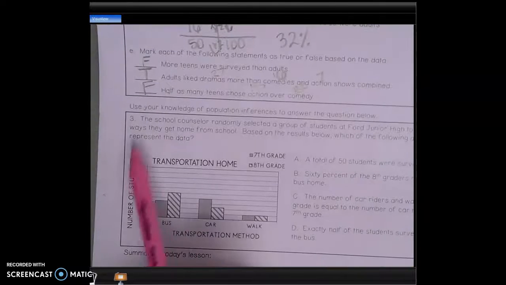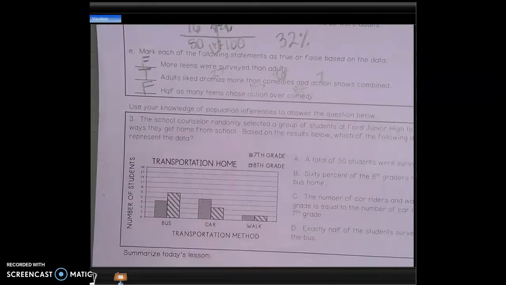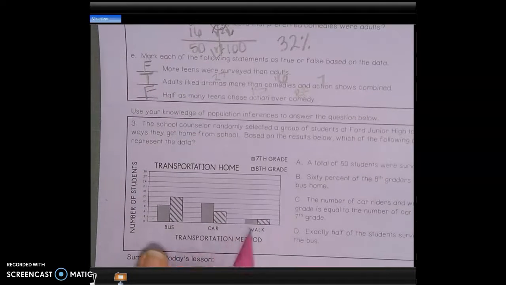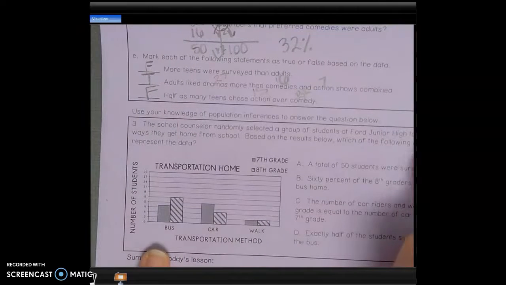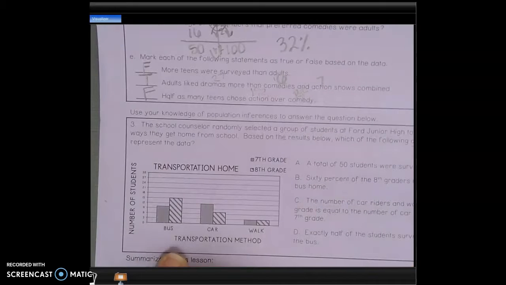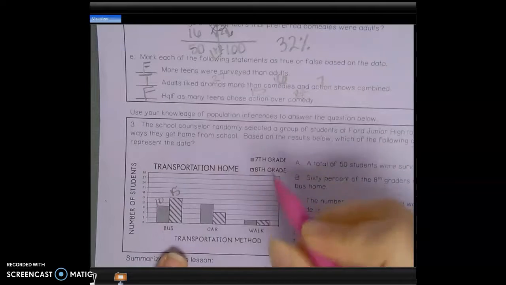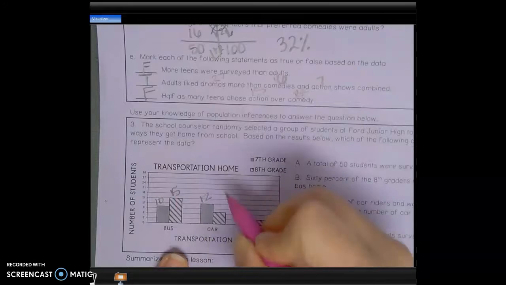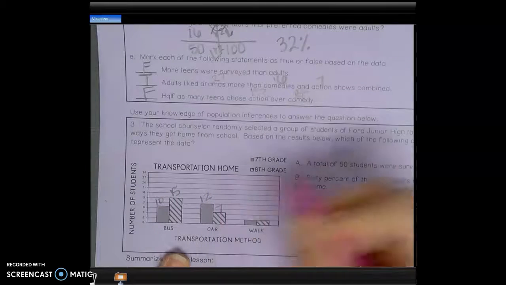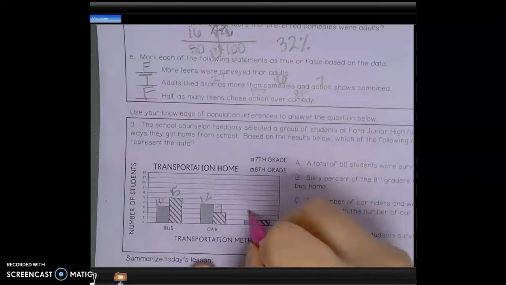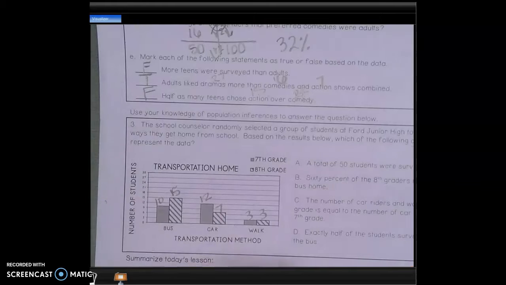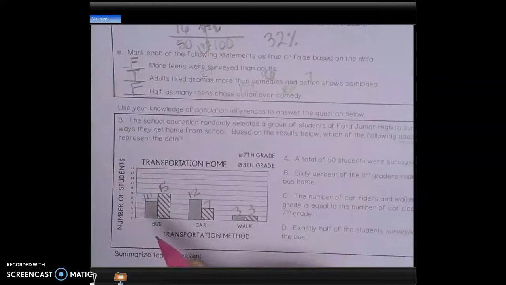All right, let's look at the last one really quickly. The school counselor randomly selected a group of students at Ford Junior High to survey ways they get home from school. Based on the results, which of the following does not represent this data? Okay, so very quickly, this looks to be about 10, 15, 12, 7, and then 3 and 3. A total of 50 students were surveyed.